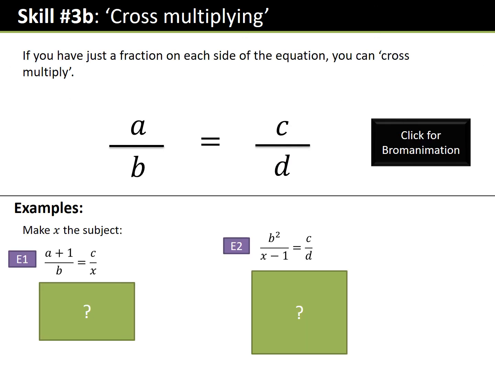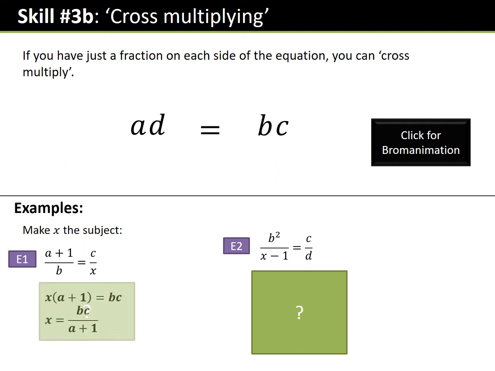So here we've got slightly more complicated. So again, this is going a bit further than you went before. So what we do, cross multiply. So basically one side's multiplied by D, one's by B. So make x the subject. If I cross multiply, I've got x, a plus 1 is bc, and then I just divide by a plus 1.